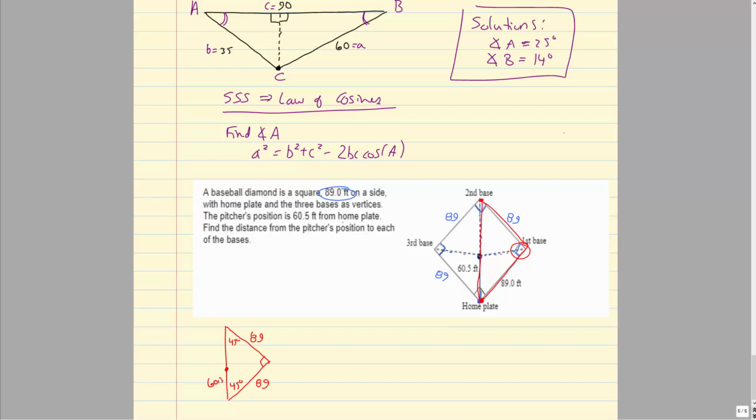Again, this is 60.5 here. I want to find this distance from here to here because I'm supposed to find the distance from the pitcher's mound to each of the bases. So I'm going to find second base first. Now I can't really just find this piece from here to here. I'm going to call it X, I guess. But I can find the piece from here down to here.